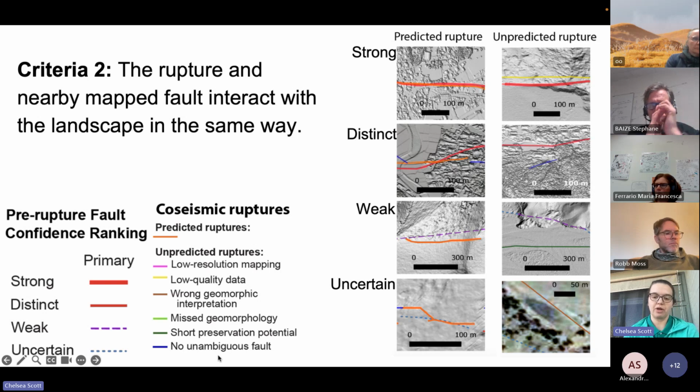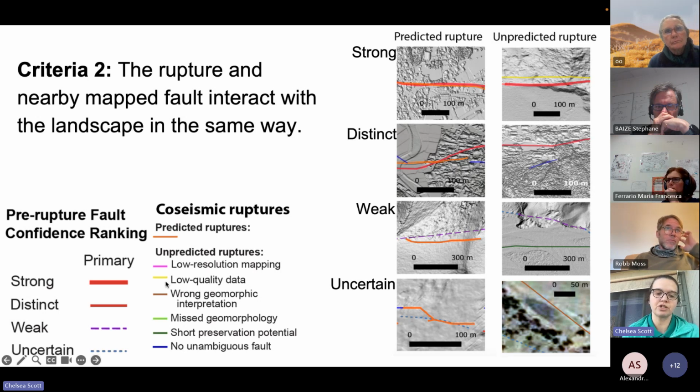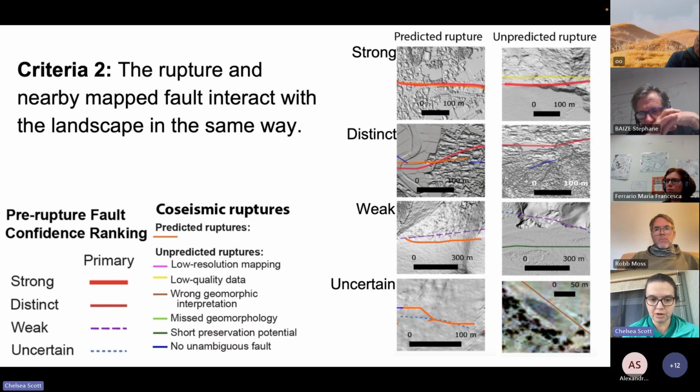Those reasons are shown here, which I will discuss briefly. A rupture could be unpredicted because the mapper did mapping at low resolution. In this case, they're not using the full resolution of the pre-rupture data, whatever resolution that data is at. Second, the rupture could have been missed because there was low quality data. In this case, maybe there's a hole or an error in the topography data. It could be a wrong geomorphic interpretation. For example, the rupture and fault could be at opposite sides of a sag pond.